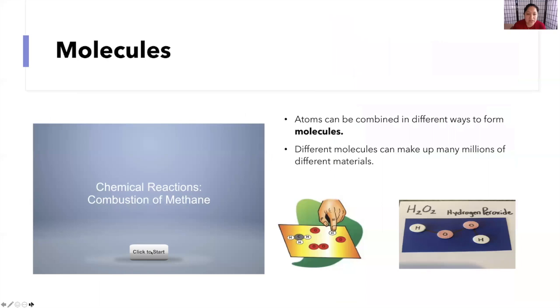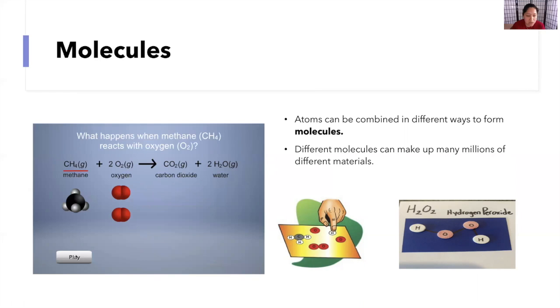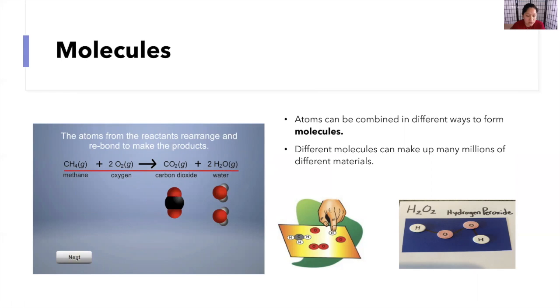And then finally, the last topic that we went over was molecules. So atoms can be combined in many different ways to form different molecules, and different molecules can make up different materials that we have. So what you're seeing here in this animation is exactly the reaction between 2 different molecules, methane and oxygen, and how, because of that reaction, the atoms are separating and going to recombine or rebond to form new molecules.